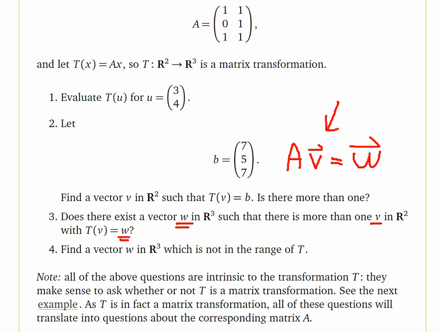And then this final question, find a vector which is not in the range of T. Well, here we're looking for a place where I choose w in a way that we have an inconsistent matrix to row reduce. So all of these questions, as they're saying, translate into questions about the corresponding matrix A, the standard matrix for the transformation.